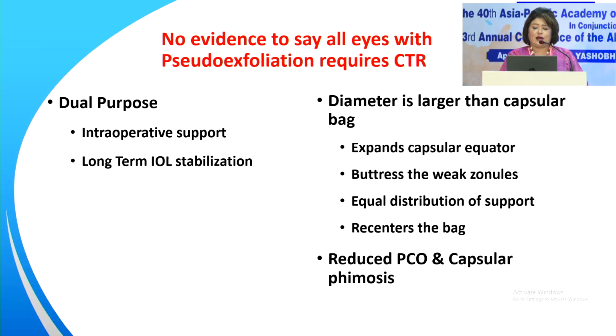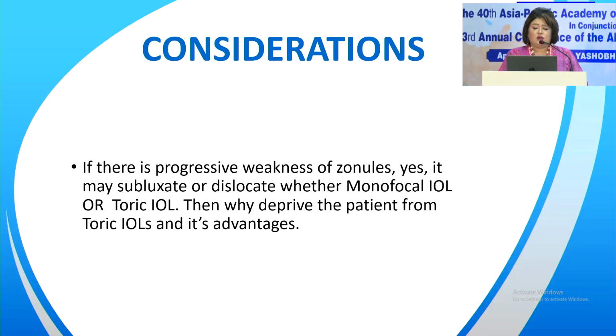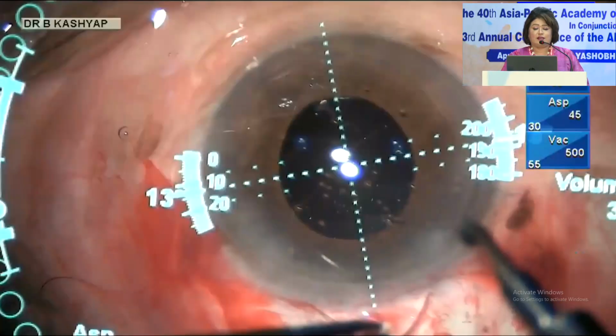So a CTR has a dual purpose, but there is no evidence to say all eyes with pseudoexfoliation require CTR. If there is a progressive weakness of zonules, yes, it is there. So it may subluxate or dislocate. But whether monofocal IOL or toric IOL, then why deprive the patient of toric IOL and its advantage?